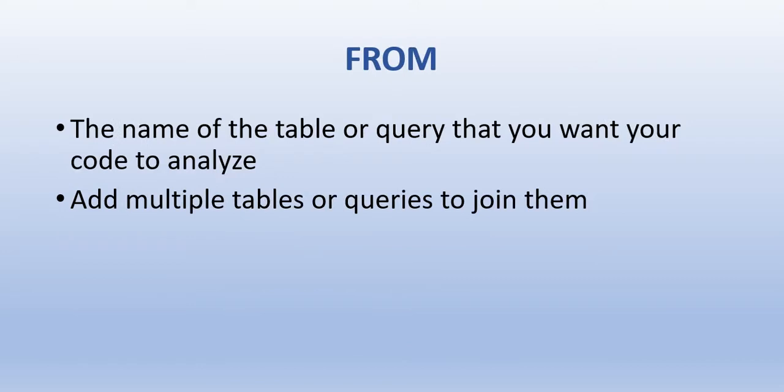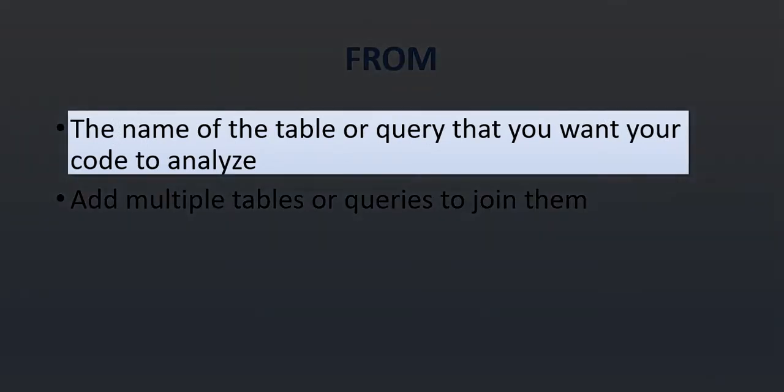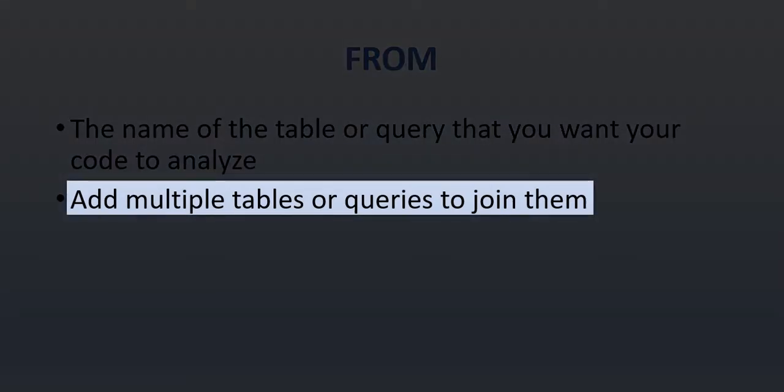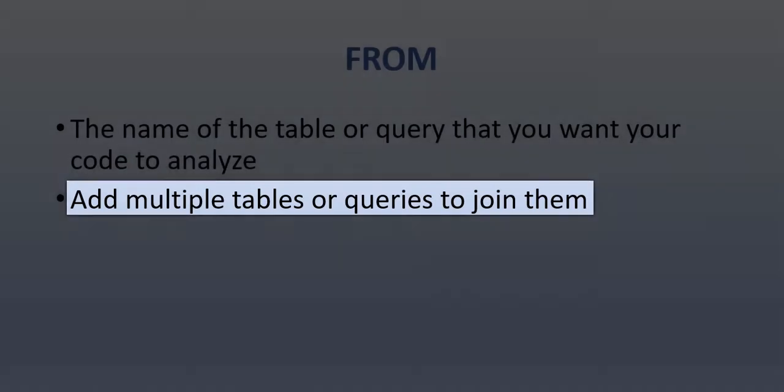From. The from line is the name of the table or the query that you want to analyze. And down the road, when we get to joining tables together, the real powerful tool in Excel, then we'll add multiple tables or multiple queries to our from line.